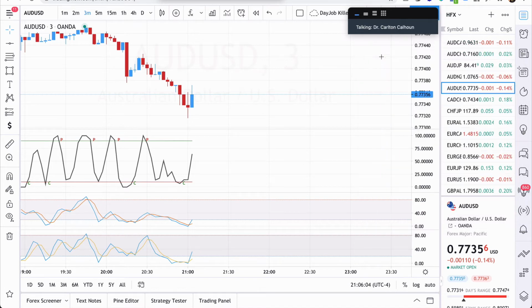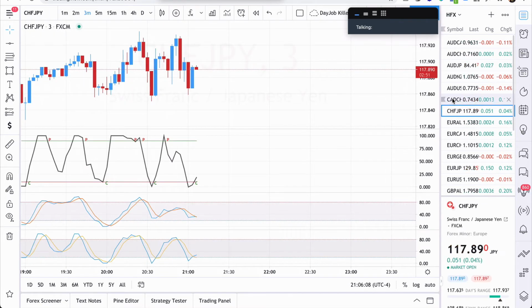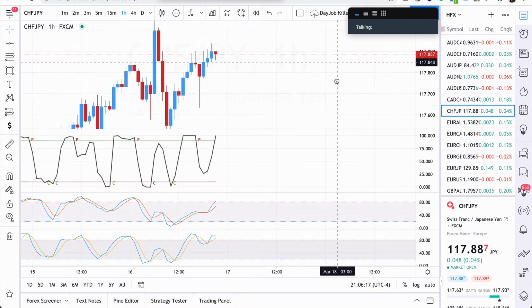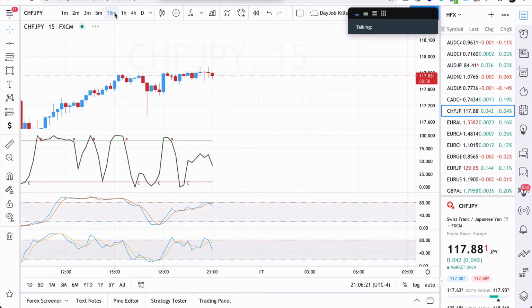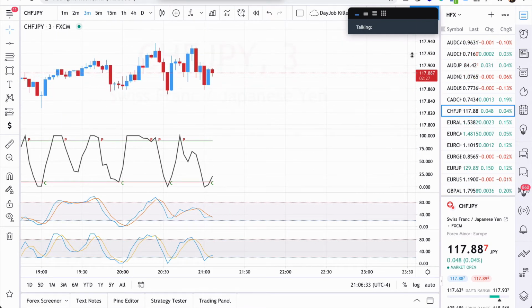So that AUD USD, if you would have taken that, you would have cleared. Let's look at Chef. Chef gave a C. Okay, 15. That's why I gave a C. It's respecting that. Oh, I wouldn't take that though.